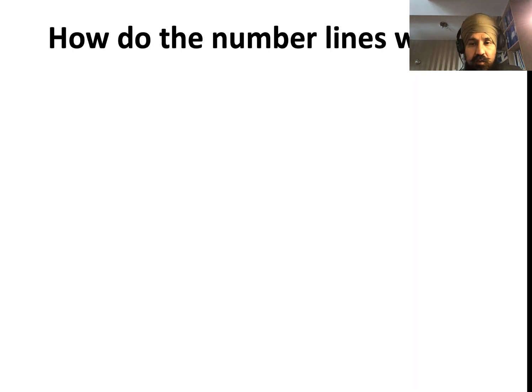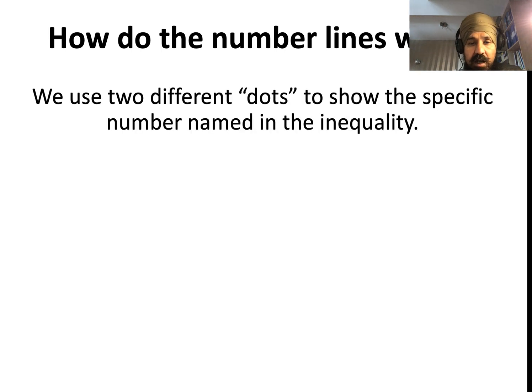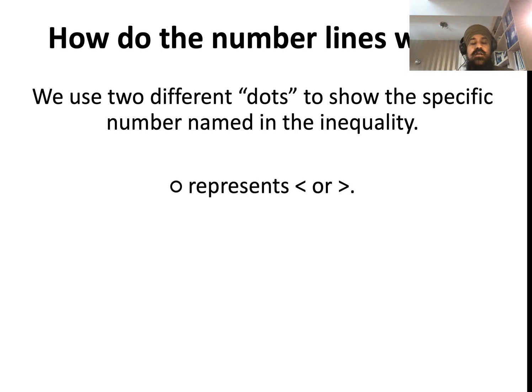Okay, so how does a number line work? You should know. So first, how do we represent inequality signs on number lines? We use two different dots. So please write this down in your book. We use two different dots to show the specific number named in the inequality. If the dot is an open circle, like this one, it represents smaller than or greater than.